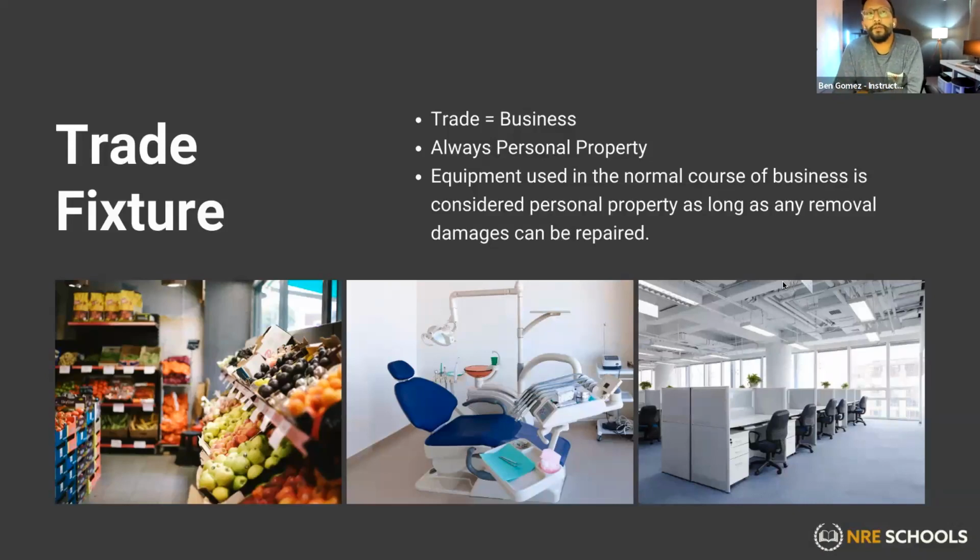Still on the topic of fixtures and real property, if you ever see the word trade fixture, I need the word business to pop into your head. Trade equals business, and this is always personal property. This is the equipment used in the normal course of business. If it's a grocery store, it's all the shelving. If it's a dentist, it's the dentist chair. If it's an office building, it's the cubicles, the chairs, the cabinets. Those are always personal property. Trade equals business.